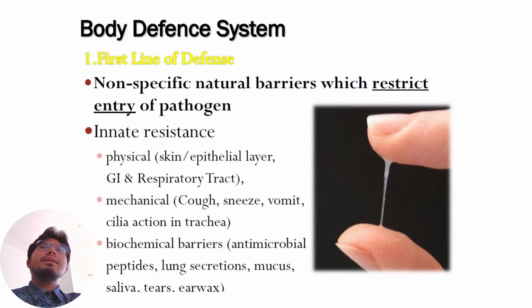Briefly, on first line immune defense, it is non-specific. Okay, I repeat, it is non-specific. It will target all the non-self pathogens or entities that enter the human body, and usually this first line immune defense can be divided into several components, which are physical, mechanical, and chemical, okay, to prevent the entry of pathogen.